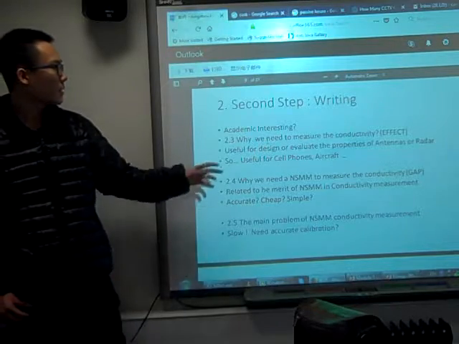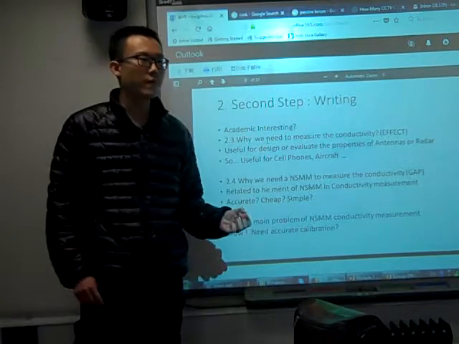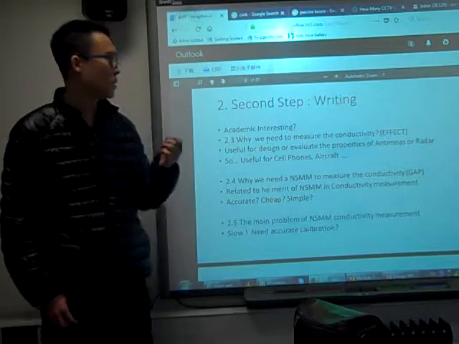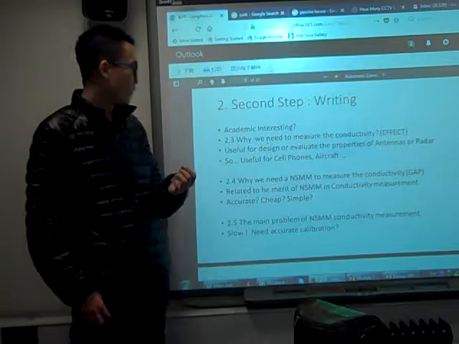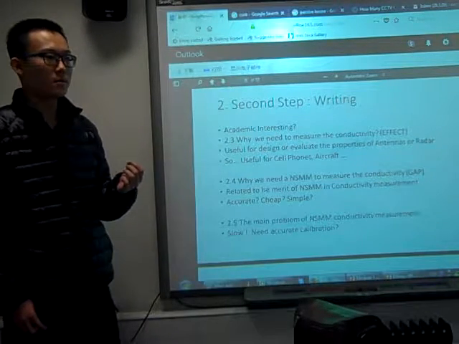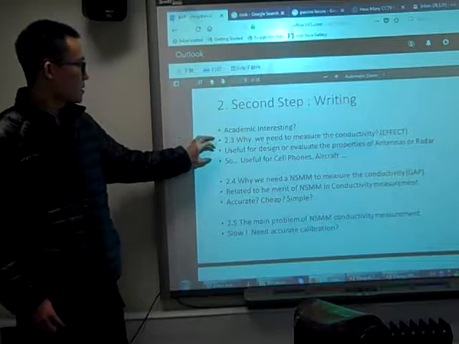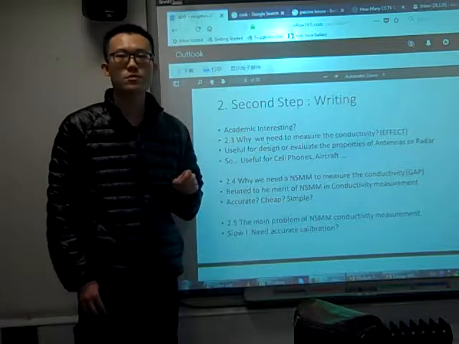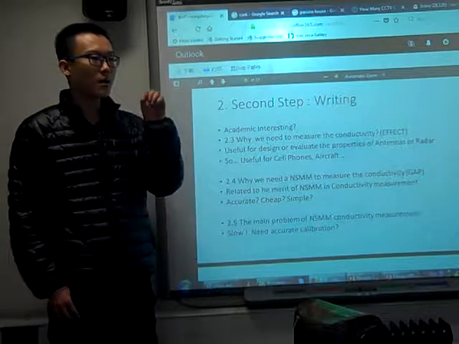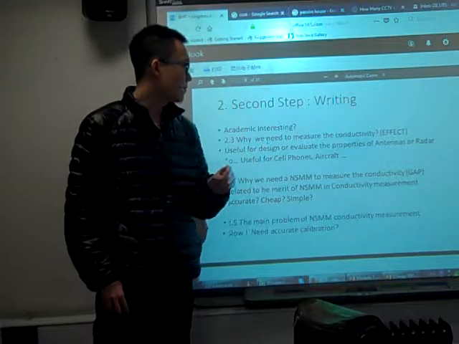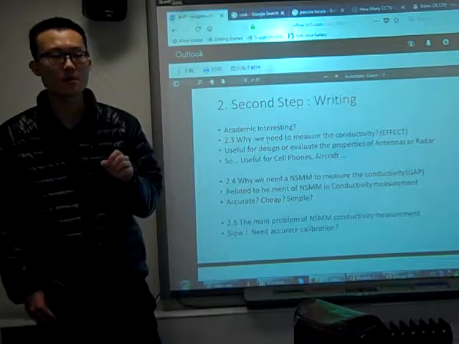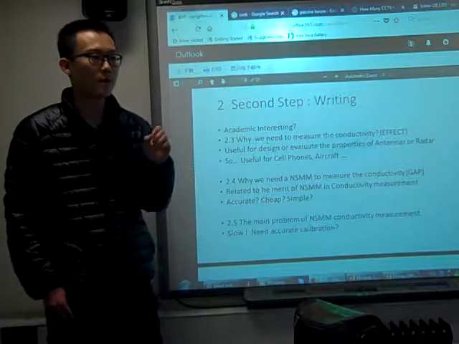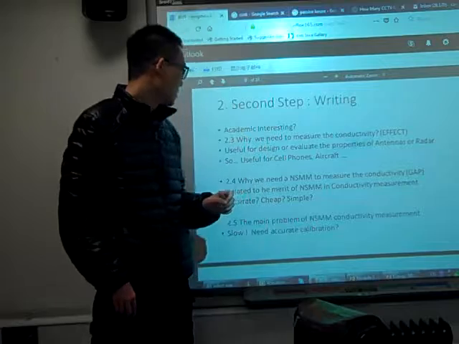Then the last part in my literature review is that I would try to convince my reader that what I write is academically interesting. Maybe I would like to introduce it in 3 aspects. The first aspect is why we need to measure conductivity. I think this is the basis of my literature review, because only if I prove that measuring conductivity is important will the article I write be very useful and very important.